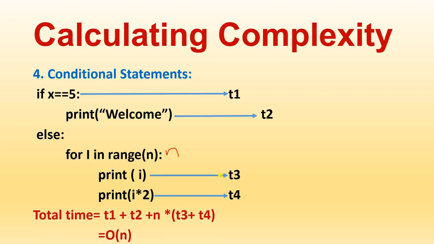So the total time is t1 plus t2, and then n multiplied by t3 plus t4. When you calculate this, all are constants, and this n term is the dominant term. So this is your answer, O(n).